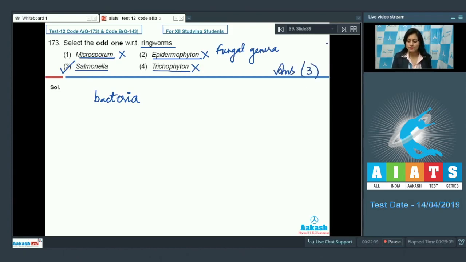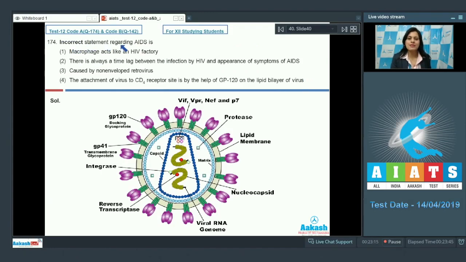Let's discuss our next question. Question number 174. Incorrect statement regarding AIDS is, and the very first statement given is macrophage acts like an HIV factory, and as it is a correct statement, this cannot be a correct answer to our question because macrophages act like an HIV factory. Now the next statement given is there is always a time lag between the infection by HIV and appearance of symptoms of AIDS, and as it is also a correct statement, this cannot be a correct answer to our question because there is always a latent duration between the infection by HIV and appearance of symptoms of AIDS.